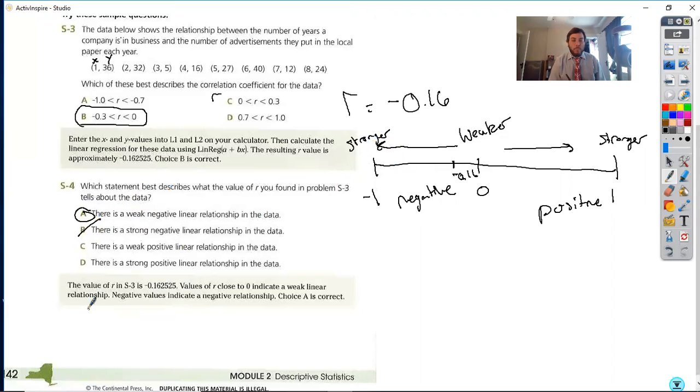So it's not strong. C, there's a weak positive. Well, our correlation coefficient was negative, so it's not positive. And then D, there's a strong positive. Again, it was negative, so not positive. So that leaves us with choice A still being correct, that there's a weak negative linear relationship in the data.